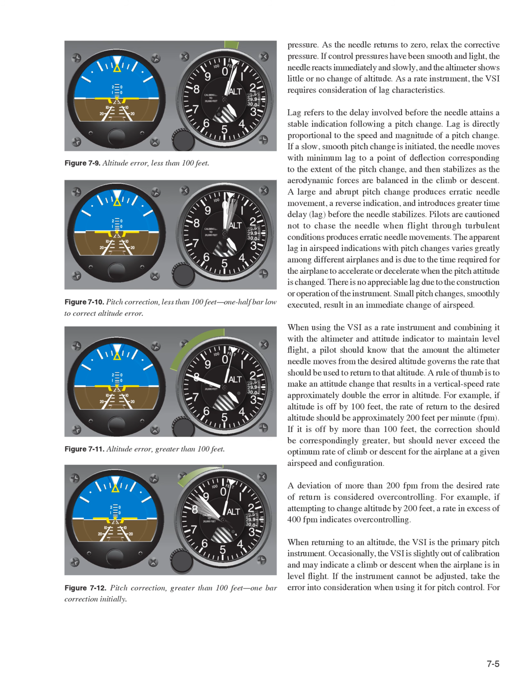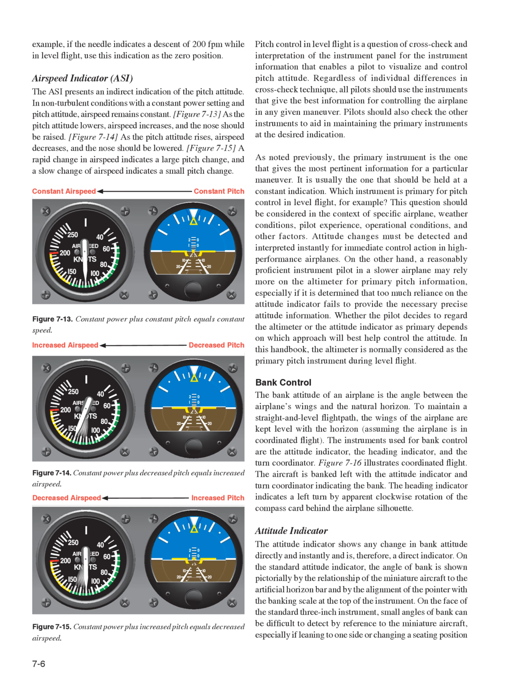Occasionally, the VSI is slightly out of calibration and may indicate a climb or descent when the airplane is in level flight. If the instrument cannot be adjusted, take the error into consideration when using it for pitch control. Example: if the needle indicates a descent of 200 FPM while in level flight, use this indication as the zero position. Airspeed indicator, ASI. The ASI presents an indirect indication of the pitch attitude.